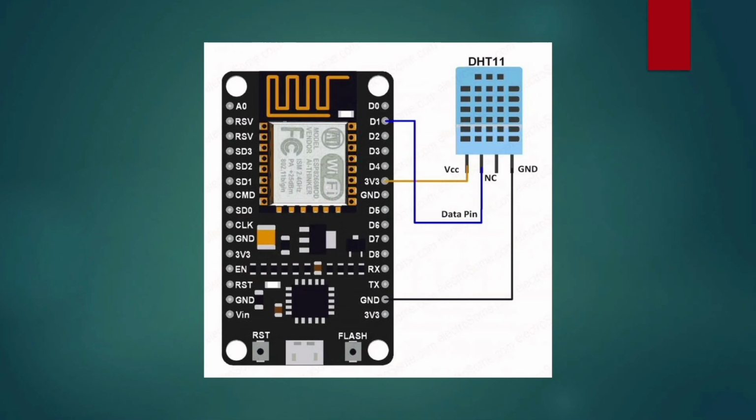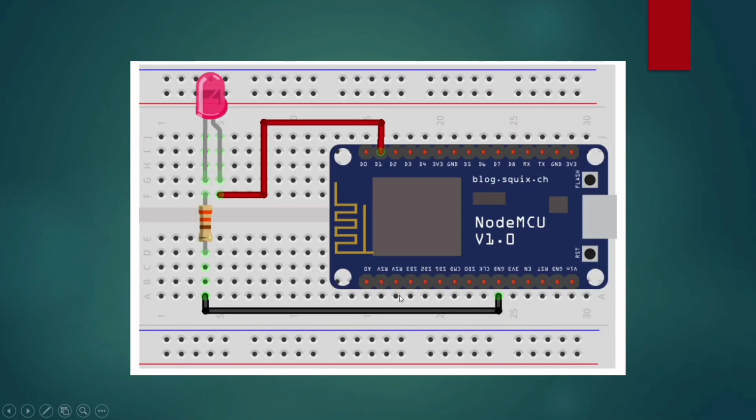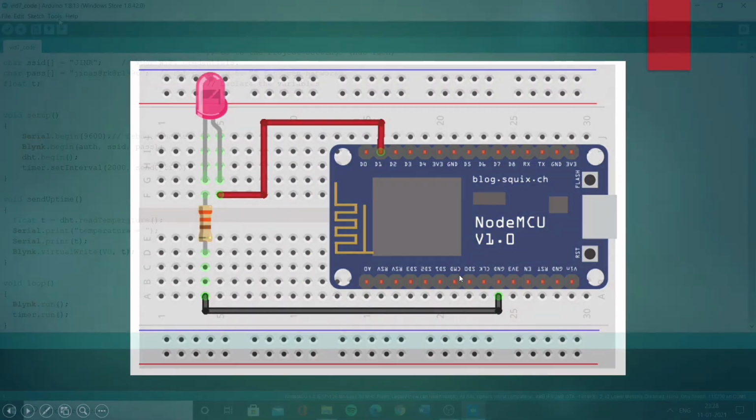Now let's discuss a bit about the circuitry of this project, which is similar to that of the previous project. We are using a DHT11 sensor in which we are connecting the VCC to the 3.3 volt pin of the NodeMCU, the data pin to any one of the digital pins of the NodeMCU, and the ground pin to the ground pin of the NodeMCU. Now in the LED connection, the positive leg is connected to a digital pin of the NodeMCU. The negative leg is connected via a resistor to the ground pin of the NodeMCU.